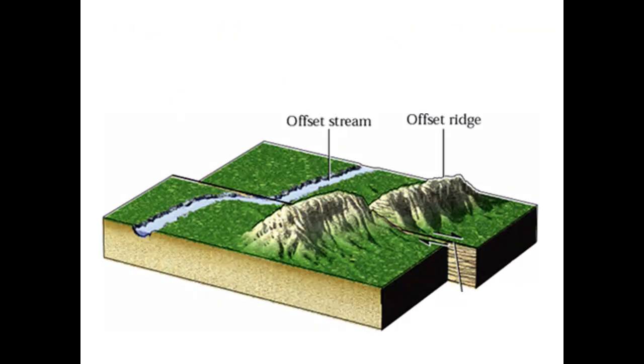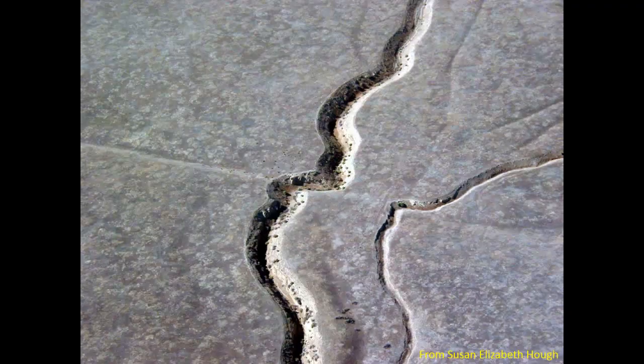Offsets occur when there is a horizontal motion to the fault. For example, this ridge and stream have been offset when the land closer to the viewer lurched to the left. Here's an aerial view of the San Andreas Fault, in which you can see two streams that have been conspicuously offset by the fault.